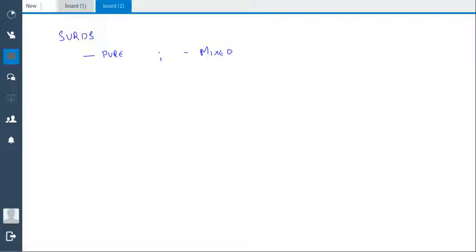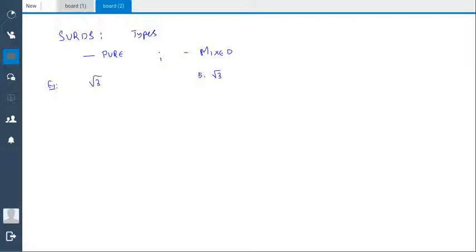Pure surds and mixed surds, two types. What are pure surds? If I give you examples now, then you will understand it. Root 3 is a pure surd. 5 into root 3 is a mixed surd. What is the difference between these two?